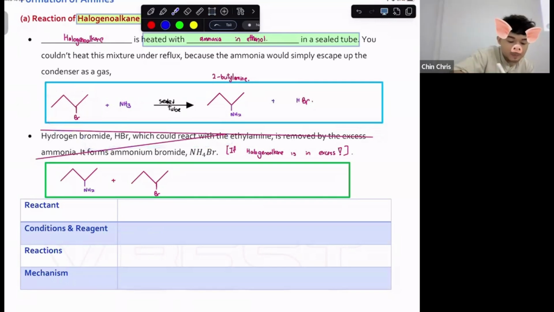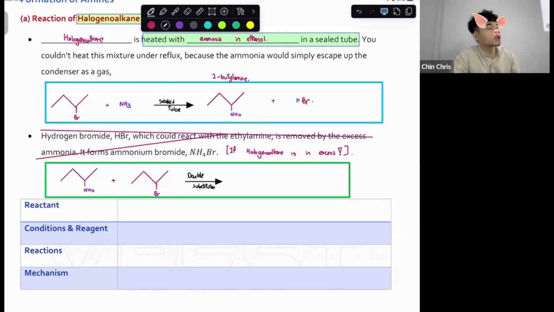Can you try to substitute it again? The concept is the same. Look at how the substitution happens. Br is being substituted by NH3. Which atom is being substituted? Hydrogen is removed here, so NH2 goes in. The same thing: hydrogen removed, Br removed, join them up. So this would be a double substitution, a further substitution of the halogenoalkane. Try to draw it out.